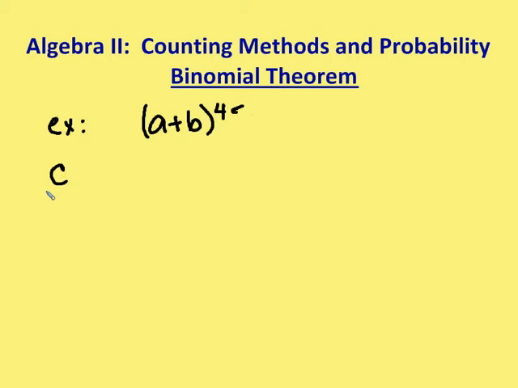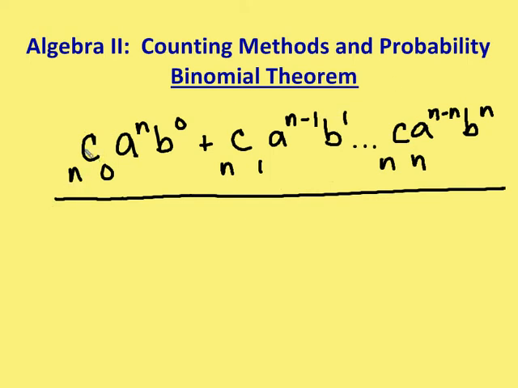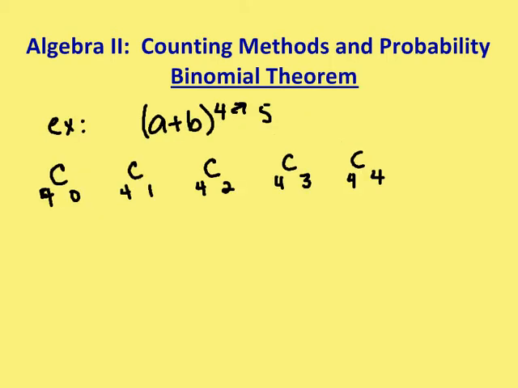I've got C, remember, 4 choose 0. I've got C 4 choose 1. And remember, these are my coefficients of the terms. C 4 choose 2, C 4 choose 3, C 4 choose 4. So see, there are 5 different coefficients in 5 different terms in this expansion. If I go back and take a look at my equation, I satisfy this. The coefficient is going to be n choose 0. Second coefficient is n choose 1. And I go on until I finish with n choose n. In this case, it's going to be 4 choose 4.